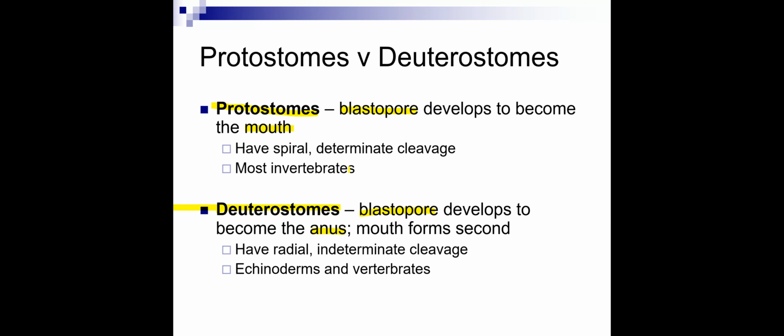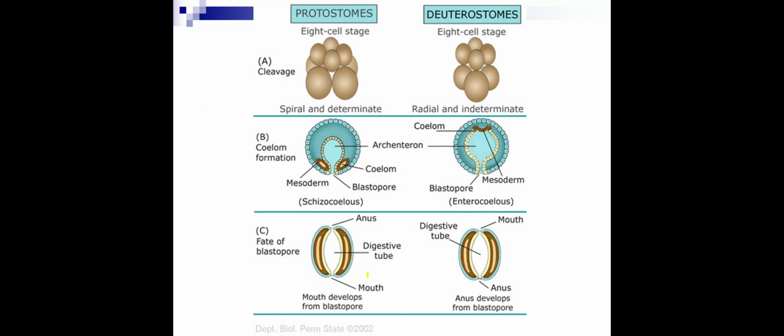and that's pretty much going to be almost all of your invertebrates. That's going to be your insects, that's going to be your clams, it's going to be your jellyfish, all of those, your worms, and then your deuterostomes, the anus forms from the blastopore, and that's mostly going to be all your vertebrates.